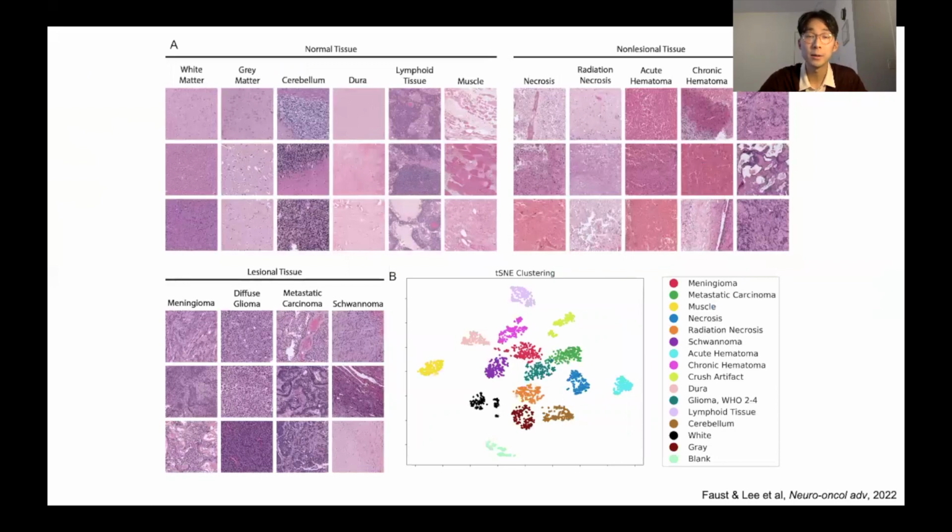And in computational pathology, and specifically for my project, we have developed a 16-class histomorphologic classifier where basically the classifier would be able to differentiate these 16 types of tissue. And so we have normal tissue such as white matter, gray matter, as well as non-lesional tissue that includes necrosis and blood, as well as, of course, our most important thing here, which is the lesional tissue, or essentially the different brain tumors. In this case, we have included meningioma, glioma, metastatic carcinoma, and schwannoma.